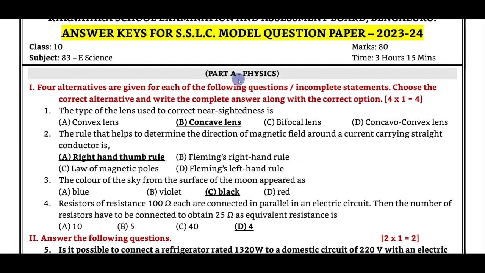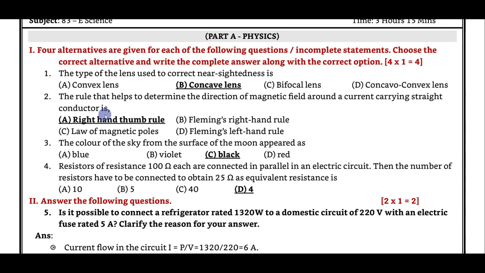First question, part A, that is part A for 28 marks. First, MCQs, there are 4 MCQs. First question, the type of lens used to correct nearsightedness is concave lens. What is the type of lens used to correct nearsightedness? It is concave lens. Farsightedness is corrected by convex lens. Next, the rule that helps to determine the direction of magnetic field around a current carrying straight conductor is option A, right hand thumb rule.